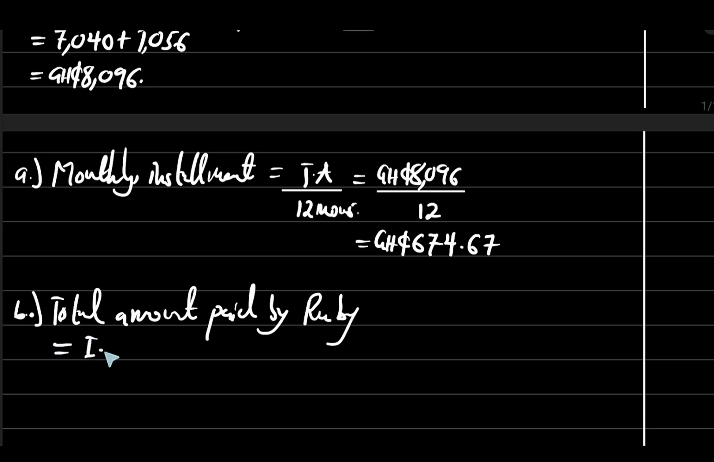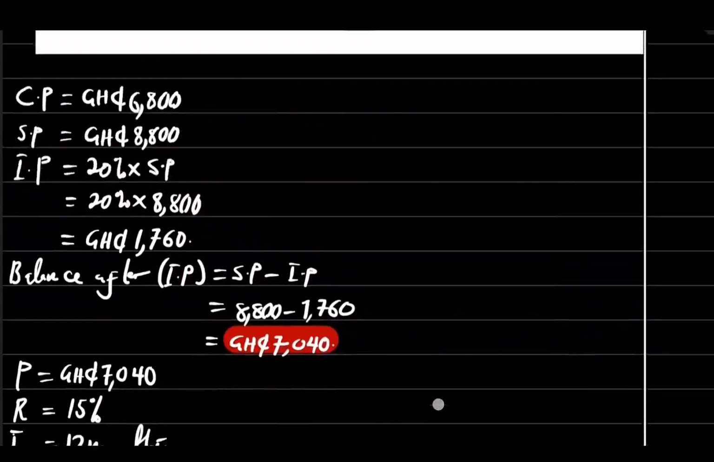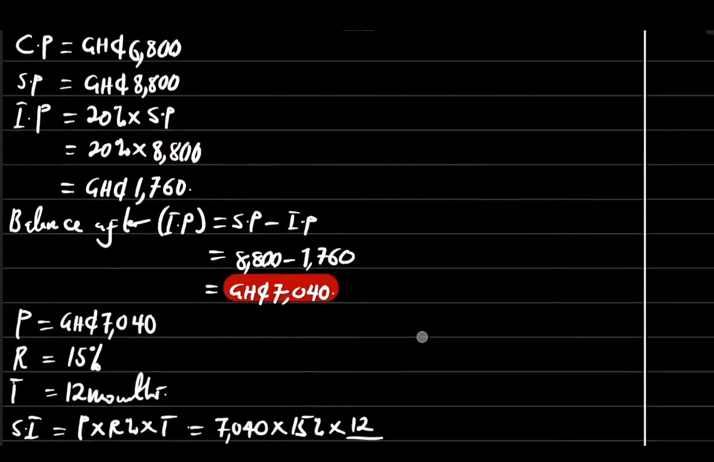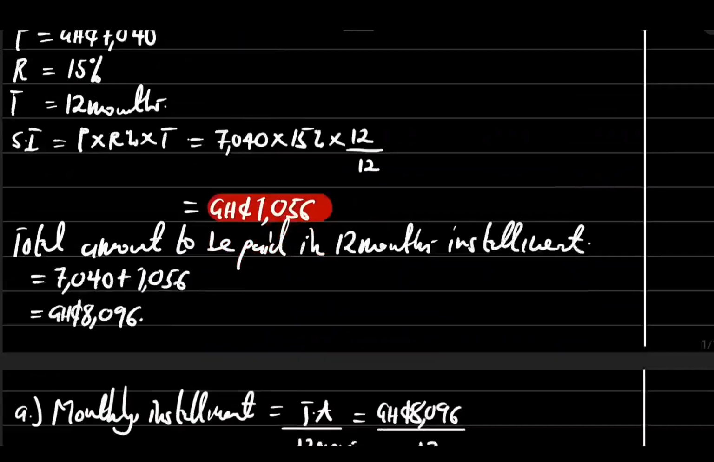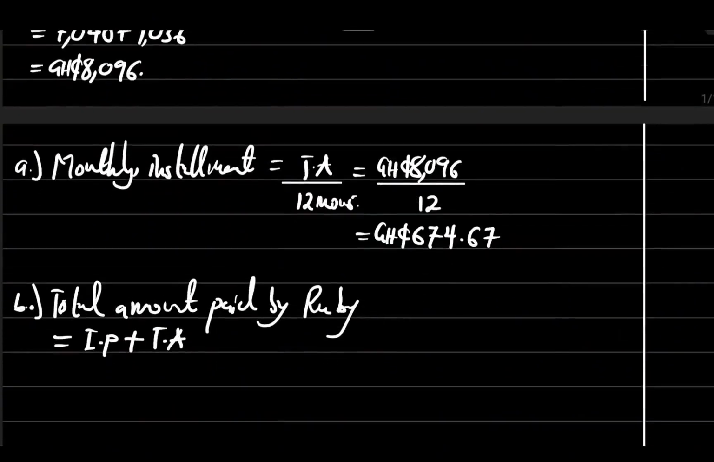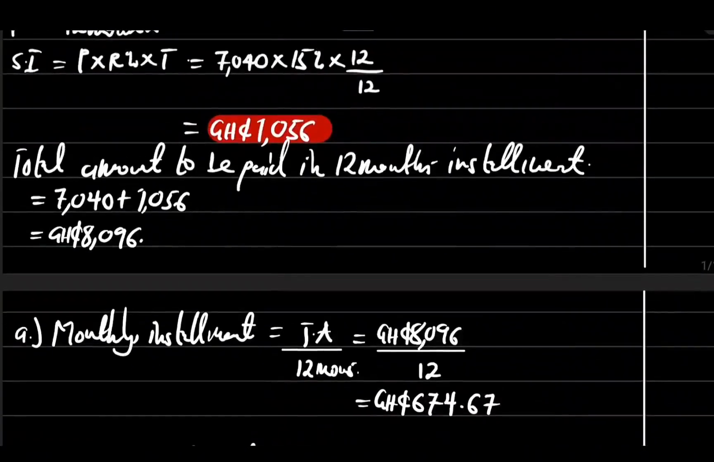The initial payment that Ruby paid at the beginning plus the total amount in which she will be paying on a monthly basis for 12 months. Okay, so we're going to add the initial payment, which is this 1,760 plus the total amount in which is going to pay on an installment basis for the next 12 months, right? So we'll add the two, then we are good to go.